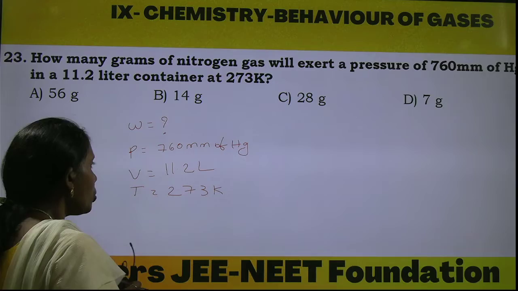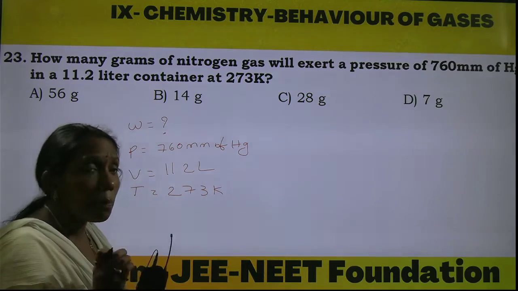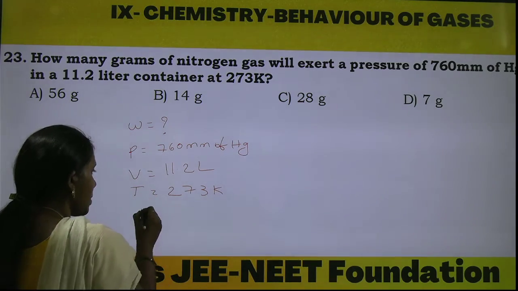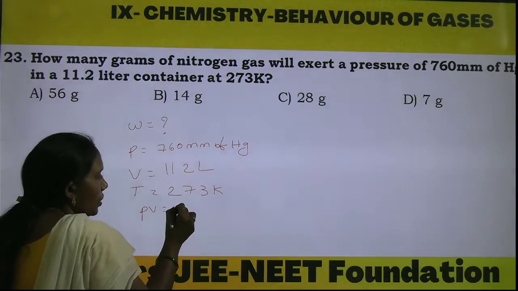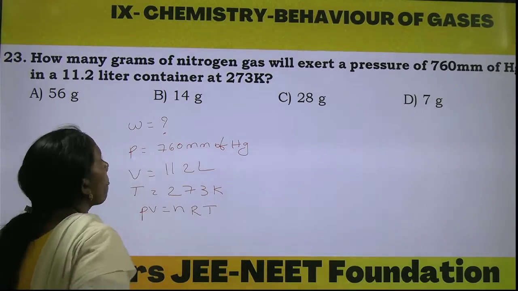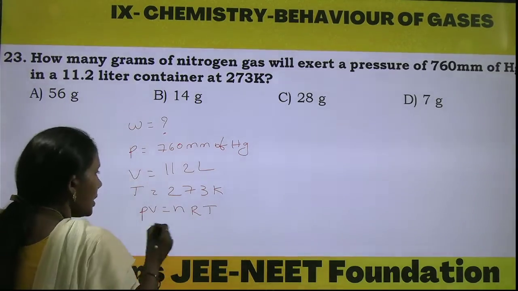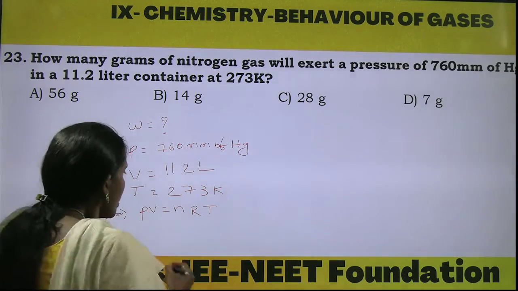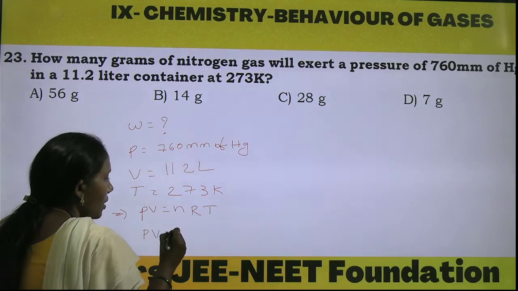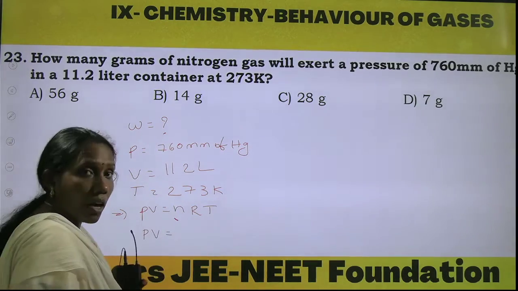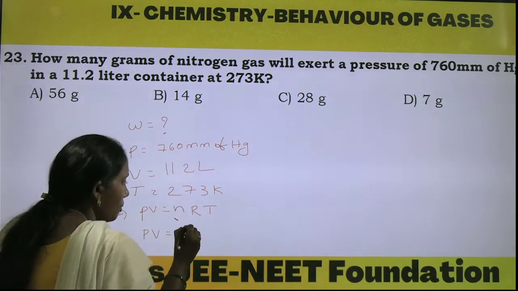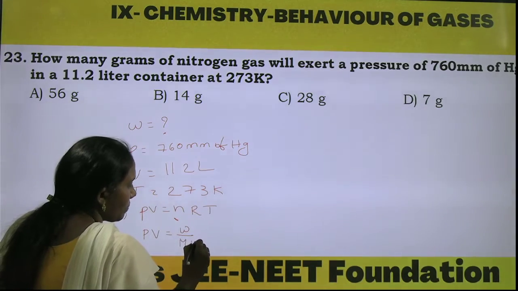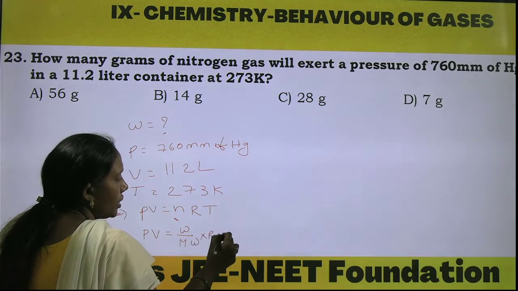So here we have to use the combined gas laws, meaning the ideal gas equation, PV equal to nRT. Here we have to convert this because he is asking to calculate the weight. See, in PV equals nRT, n is nothing but the number of moles. Number of moles is weight by molecular weight, into R into T.